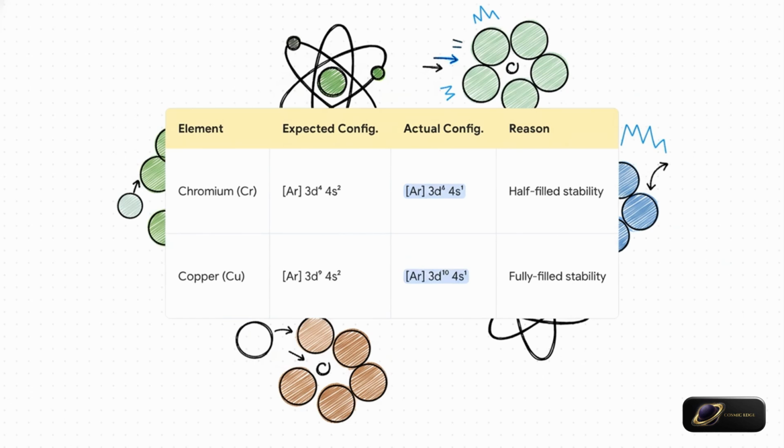Why would they do that? To hit that stability jackpot. For chromium, it gets a perfectly half-filled d orbital, and for copper, a completely full one. It's a trade-off that's totally worth it for the atom.